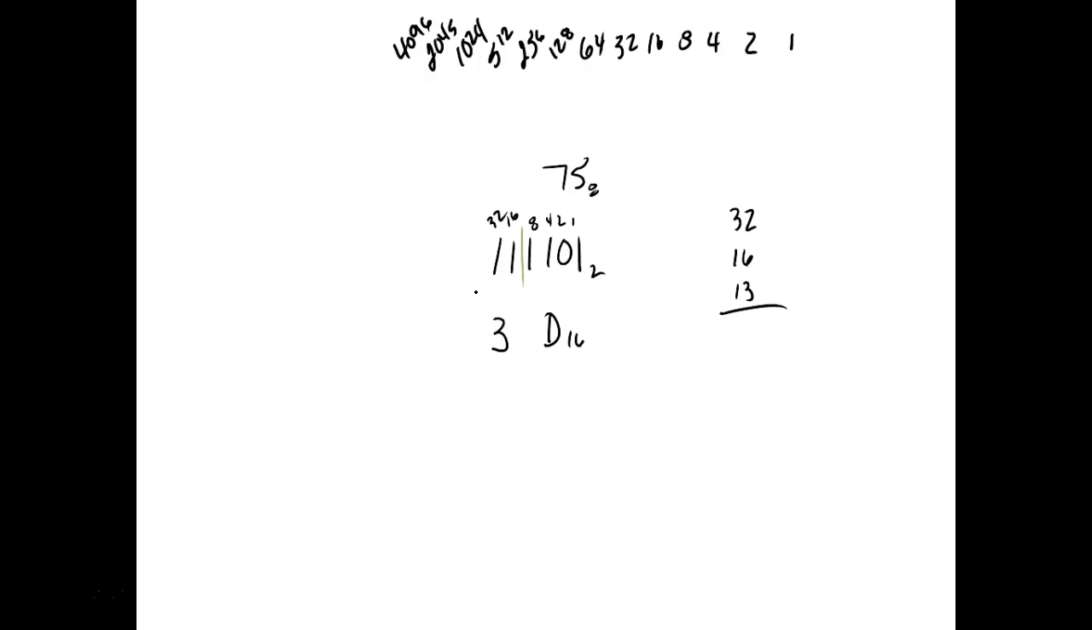So we have to do 1, 2, 4, 8, 16, 32, 64. Now to go to decimal, what we do is we add the bits that has what? 1s in it. We don't add the bits that has what? 0.